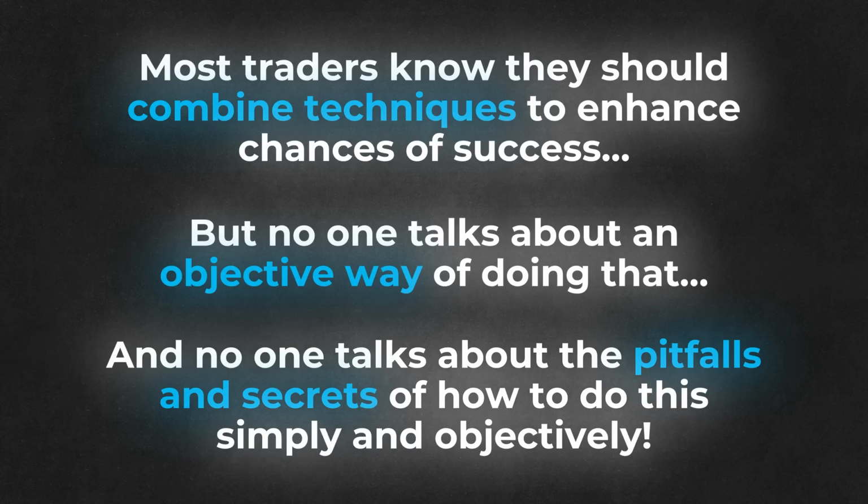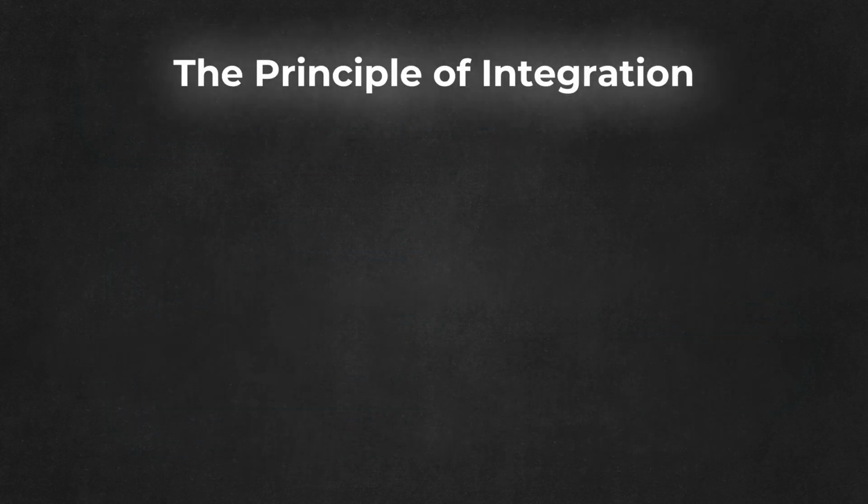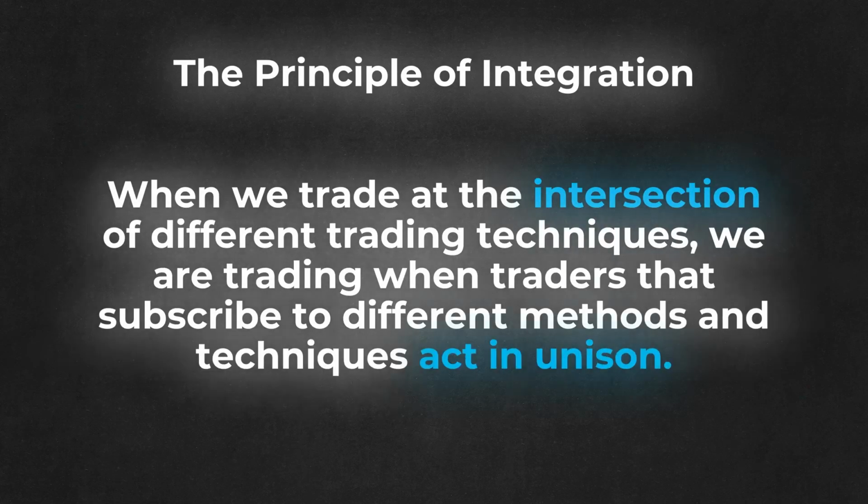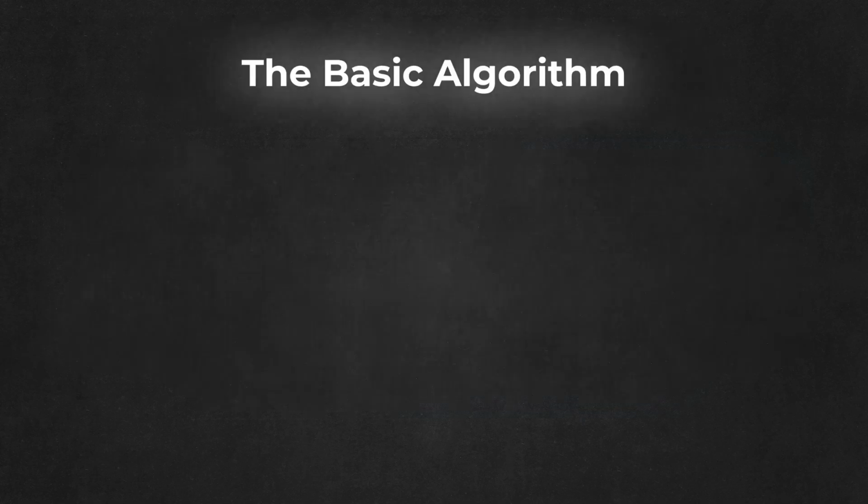Before we move on, you should understand that this idea of combining trading techniques is the most important principle in technical analysis, and it's called the principle of integration. When we trade at the intersection of different trading techniques, we are trading when traders that subscribe to different methods and techniques act in unison. For this reason, when we trade at the intersection of techniques, there's a much higher chance that the trade will be successful. The basic detection and confirmation algorithm of a trade goes like this.